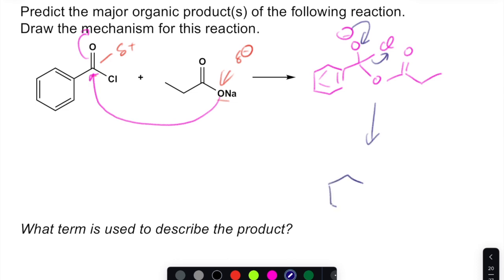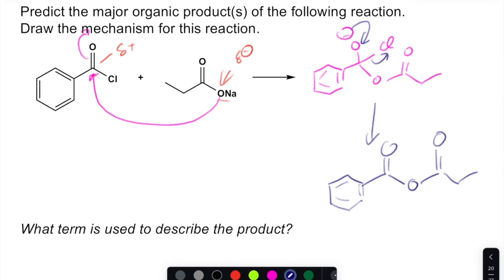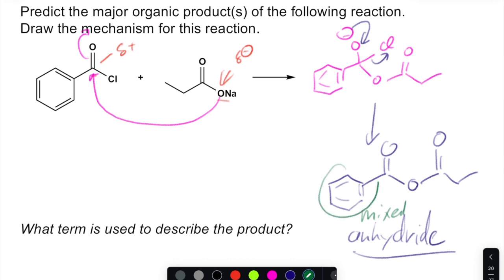So we're going to get, as our product, our carbonyl reformed, and we have this other fragment. You should recognize this as what functional group? Take a look at this. That functional group we refer to as an anhydride, right? But there's a special name we give to this on top of it. It's what we call an unsymmetrical or otherwise mixed anhydride. What we mean by that is the R group here and the R group here are not the same.